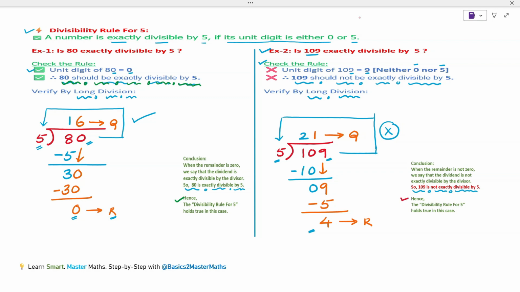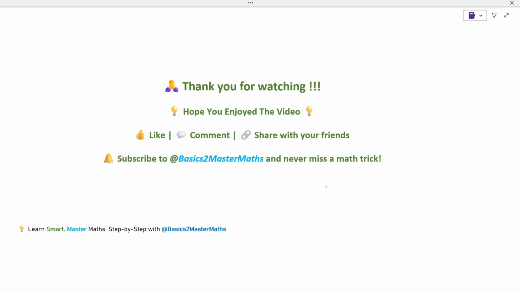Hence, the divisibility rule for 5 holds true in this case also because it already said that 109 should not be exactly divisible by 5. Got it? Hope you enjoyed.